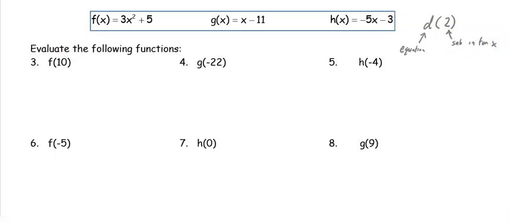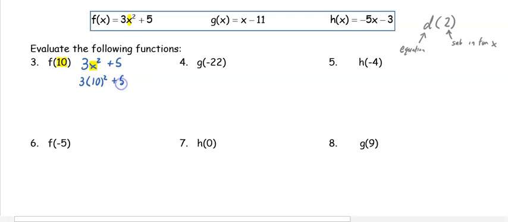So in number 3, we have f of 10, so we would take 10 and put it in for x in our f equation. The f equation is 3x squared plus 5. We are going to put 10 in place of x. So when we do that, we get 3 times 10 squared plus 5. Then we use order of operations to evaluate. So 10 squared is 100, so we have 3 times 100 plus 5. 3 times 100 is 300, plus 5 would get us 305.